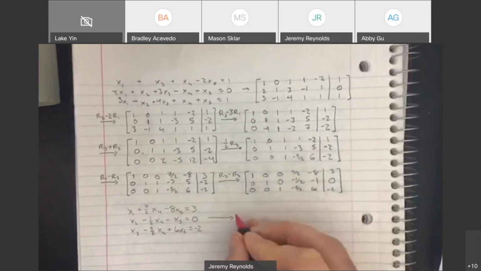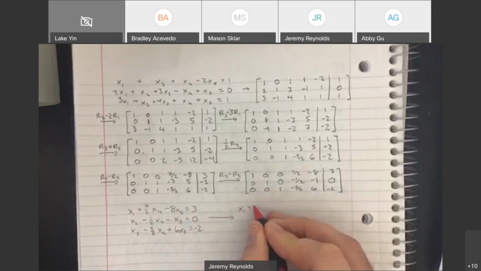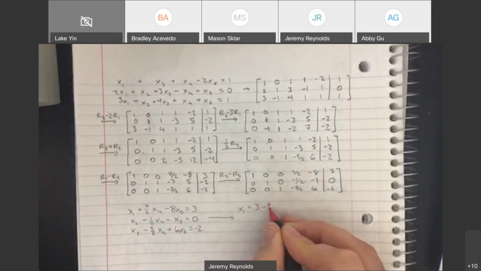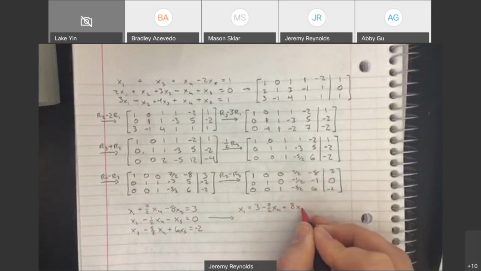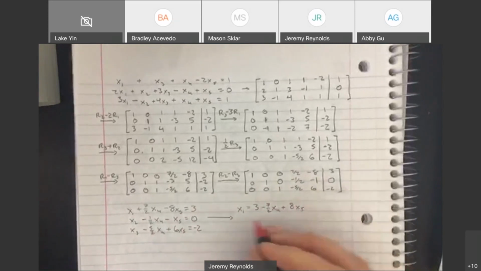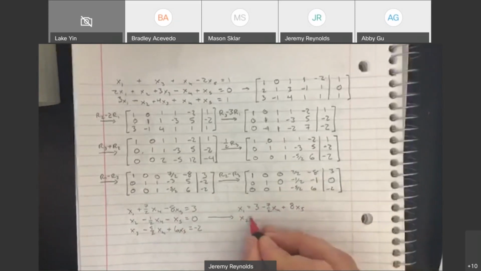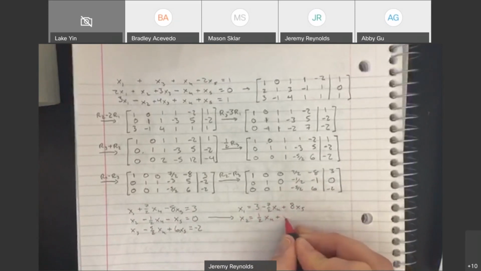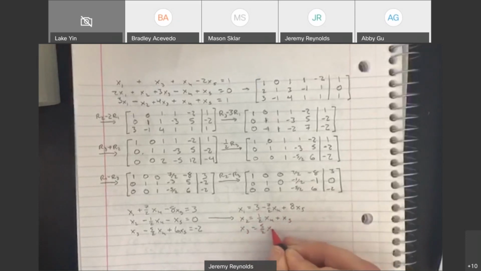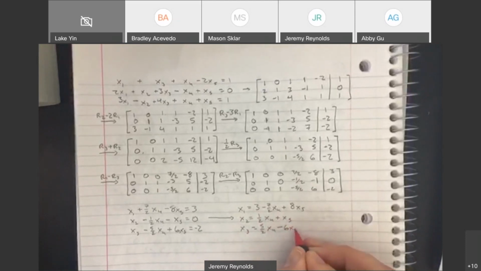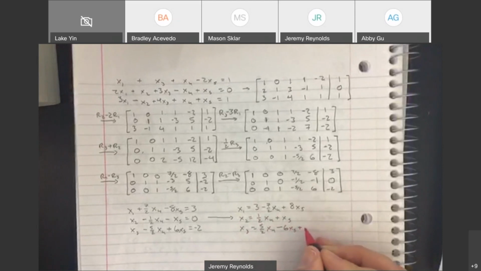And if we were to rewrite this, we can write it as x1 equals 3 minus 7 halves x4 plus 8x5. x2 equals 1/2 x4 plus x5. x3 equals 5 halves x4 minus 6x5 plus or minus 2.